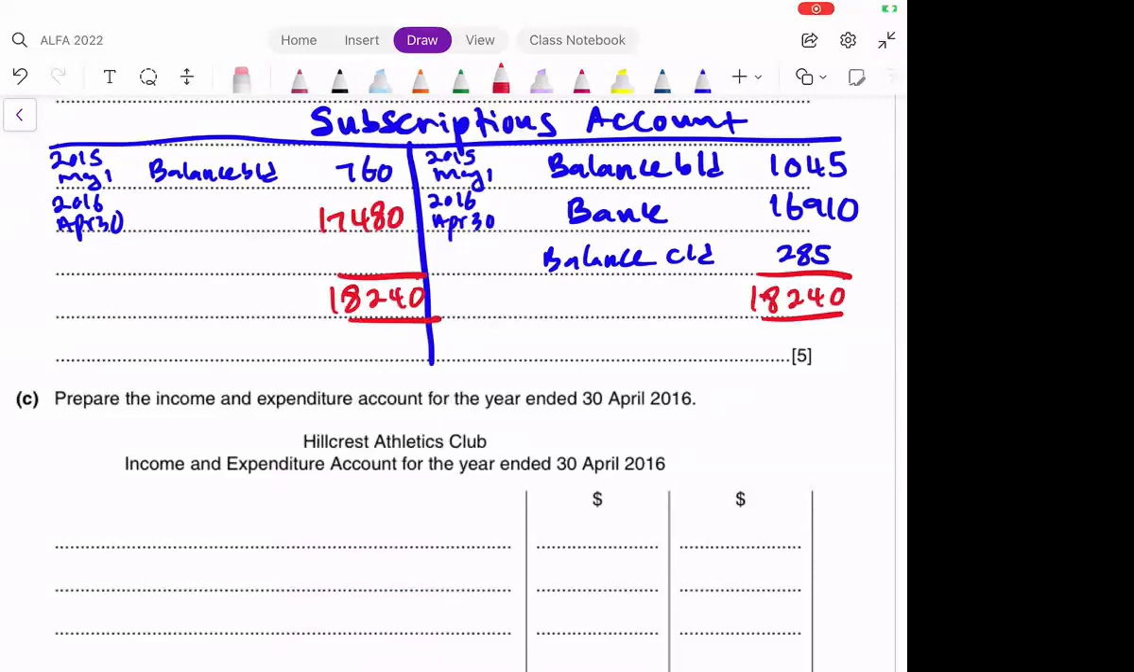That's your subscription for the year. Subscription for the year, you will transfer to where? Subscription for the year will be transferred to income and expenditure. Income and expenditure.